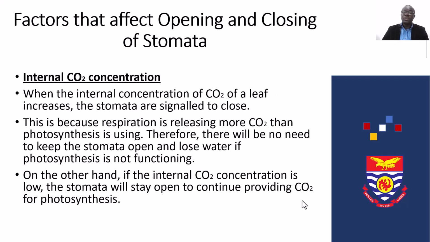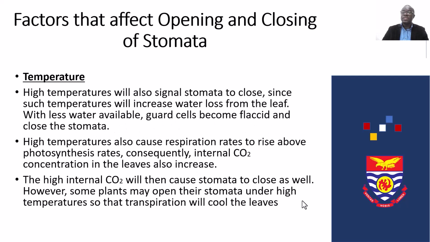Internal concentration of carbon dioxide. When the internal concentration of carbon dioxide of a leaf increases, the stomata are signaled to close. This is because respiration is releasing more carbon dioxide than photosynthesis is using. Therefore, there is no need to keep the stomata open and lose water if photosynthesis is not functioning. On the other hand, if the internal carbon dioxide concentration is low, the stomata will stay open to continue providing carbon dioxide for photosynthesis.